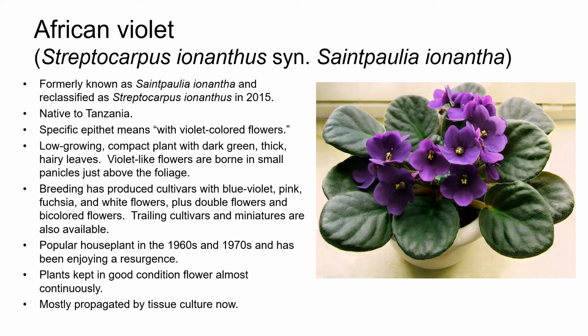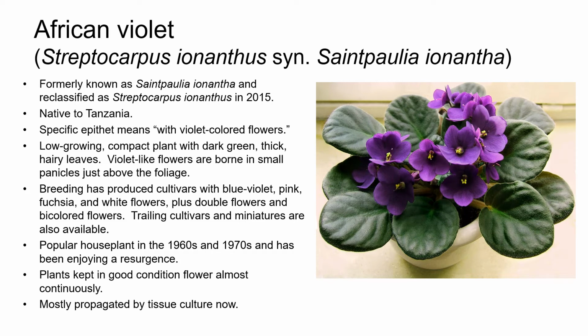It's a low-growing, compact, herbaceous plant with dark green, hairy leaves that are thick and almost semi-succulent. Violet flowers are borne in small panicles just above the foliage, and breeding has produced cultivars with blue violet, pink, fuchsia, and white flowers, plus double flowers and bicolored flowers. Trailing cultivars and miniatures are also available now.